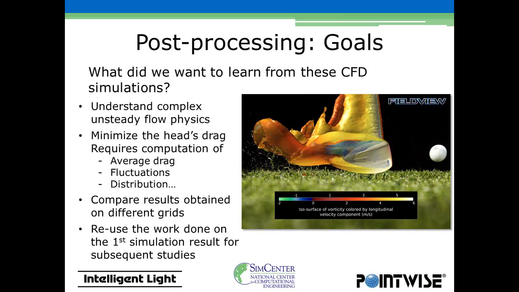Then we could also imagine that a golf club manufacturer will want to do such things as reduce the drag of the head in order to reach higher speed during the swing. So for that reason, we looked into some quantitative results, the drag, its average over time, its fluctuations, as well as its distributions around the head. We could also imagine looking at various quantitative results, such as the moment around the shaft of the club, for instance, in order to study the stability of the golf club.